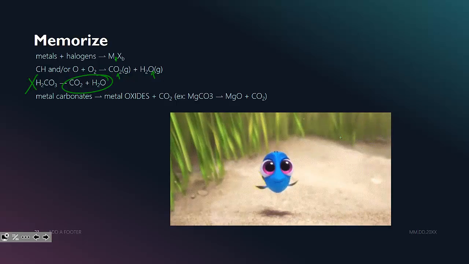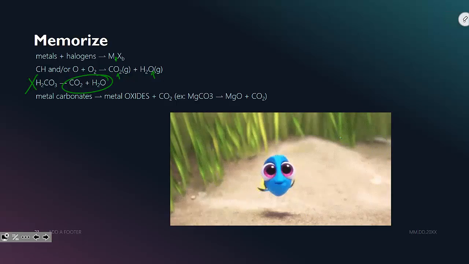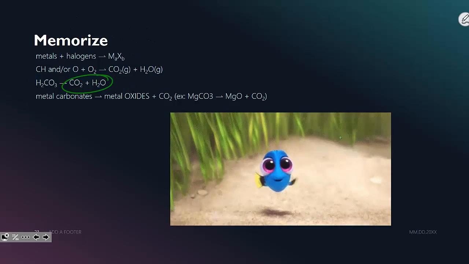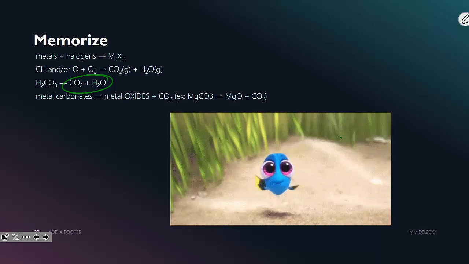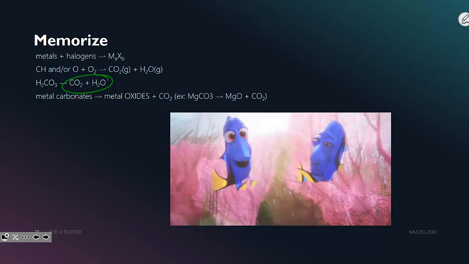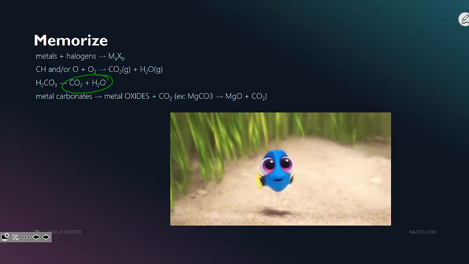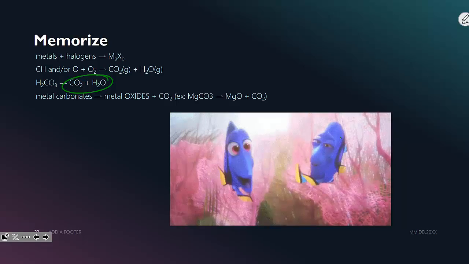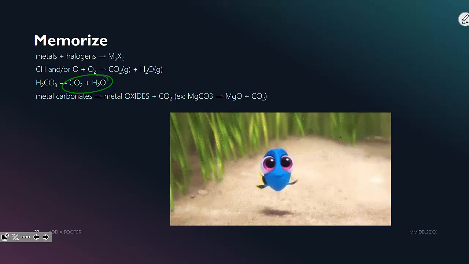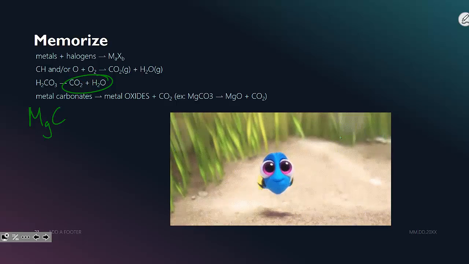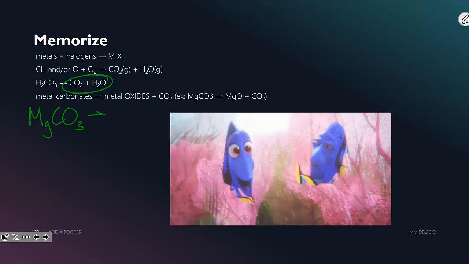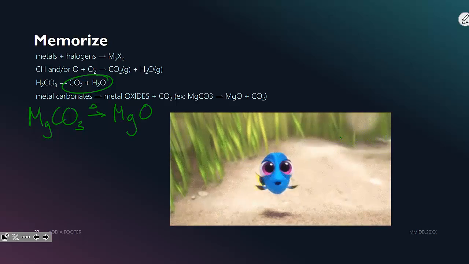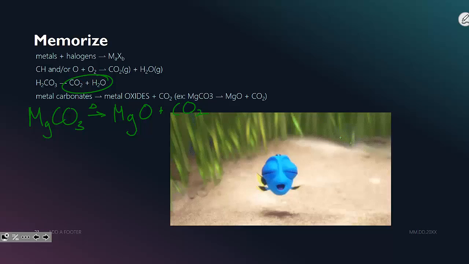There is no such thing as carbonic acid. Carbonic acid instantly decomposes into carbon dioxide and water. So if you ever have a product of a reaction where you think it's carbonic acid, that's not a thing. It always makes carbon dioxide and water. Metal carbonates will almost instantly break down into metal oxides when heated. So for example, magnesium carbonate, when heated, will break down into magnesium oxide and carbon dioxide.